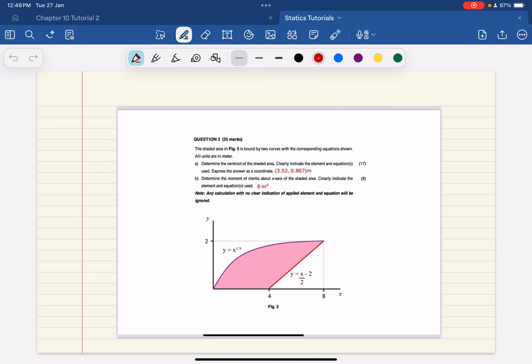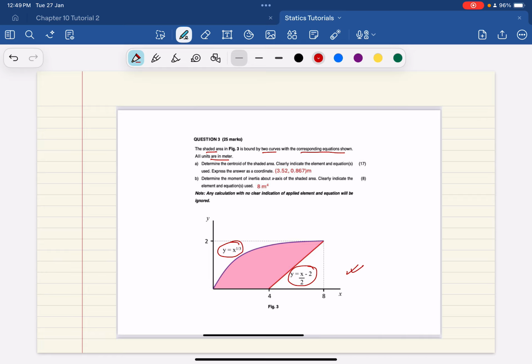So this is basically a tutorial by request given by one of your friends. Okay, so we have here a shaded area. This is our shaded area. It's bounded by two curves with the corresponding equation as shown. So we're given the two equations. This is the first equation. This is the second equation. So all the units are in meter.